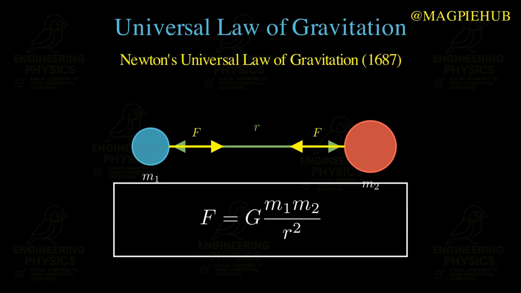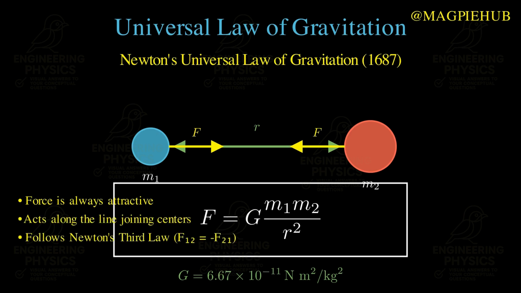Here, G is the universal gravitational constant, equal to 6.67 into 10 to power minus 11 Newton meter squared per kilogram squared. Remember 3 key points. Force is always attractive. It acts along the line joining centers. And it follows Newton's third law, equal and opposite forces.